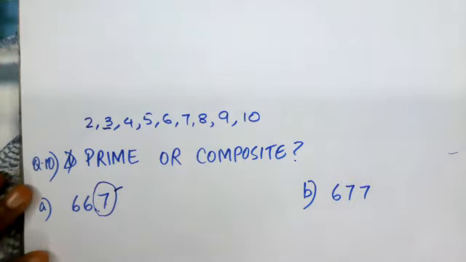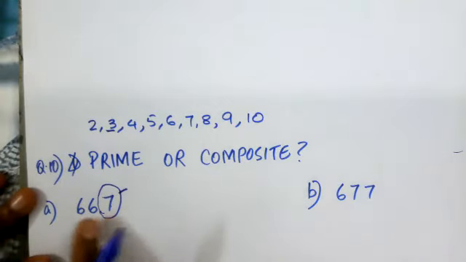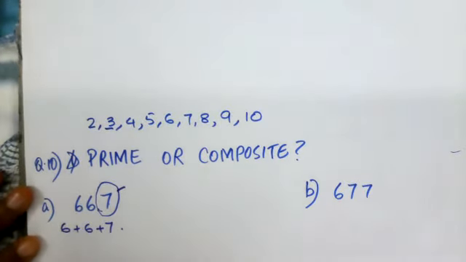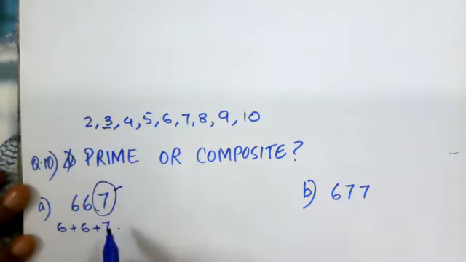If the sum of the digits is divisible by 3, then it's yes. So let's do the sum of the digits: 6 plus 6 plus 7. You should also be able to do some mental math.